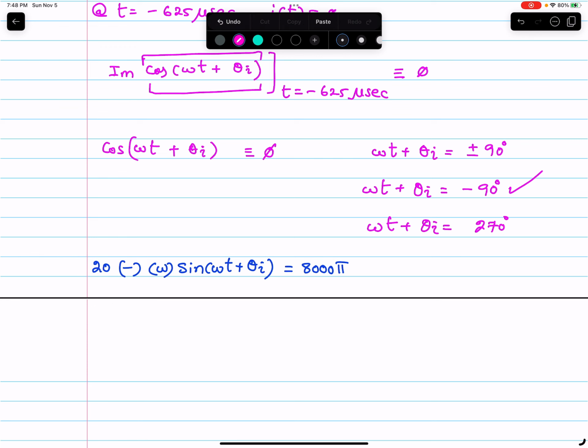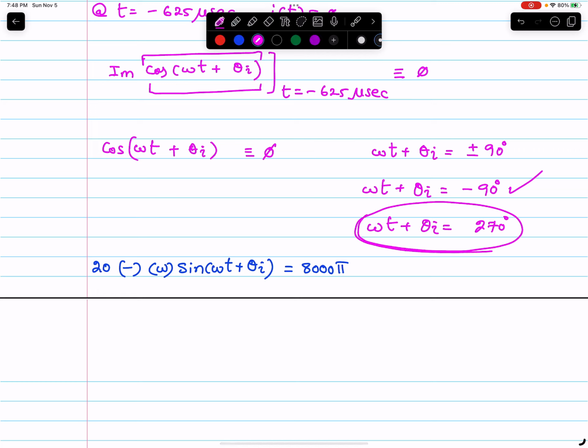Okay, now what we have is a value for omega t plus theta I. This is 270 degrees. When I plug 270 degrees in there, the sine of 270 degrees becomes negative 1. I could have plugged in negative 90 as well, and I would get the exact same value.